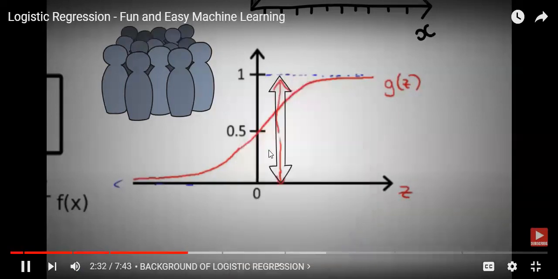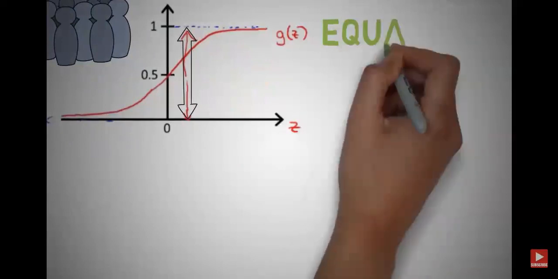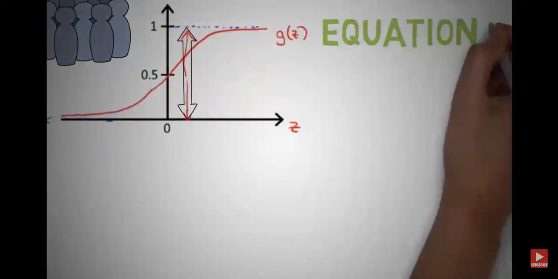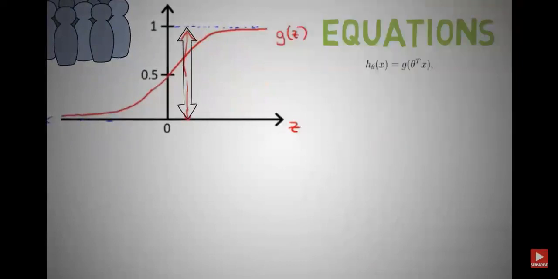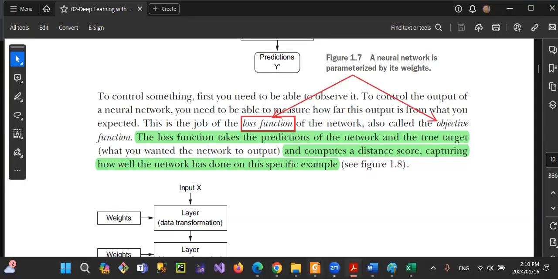To a value between 0 and 1, but never exactly at its limits, also known as asymptotes. Looking at the logistic regression equations, the logistic regression hypothesis is defined as h theta of x, which is a function g of theta transpose x. The rest is mostly math, so I'm just going to continue.